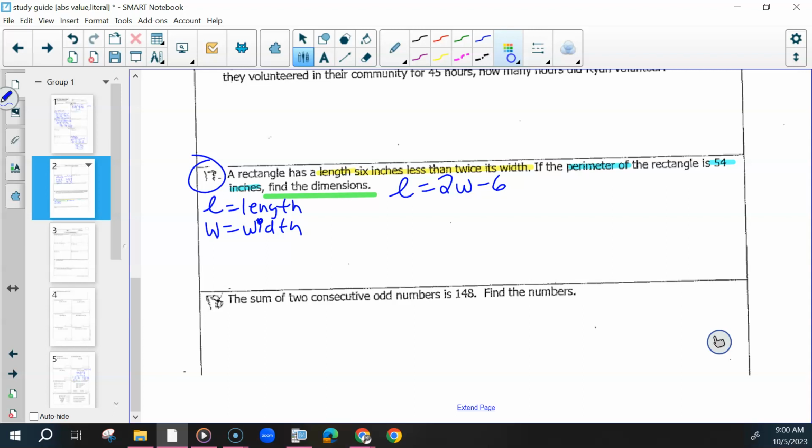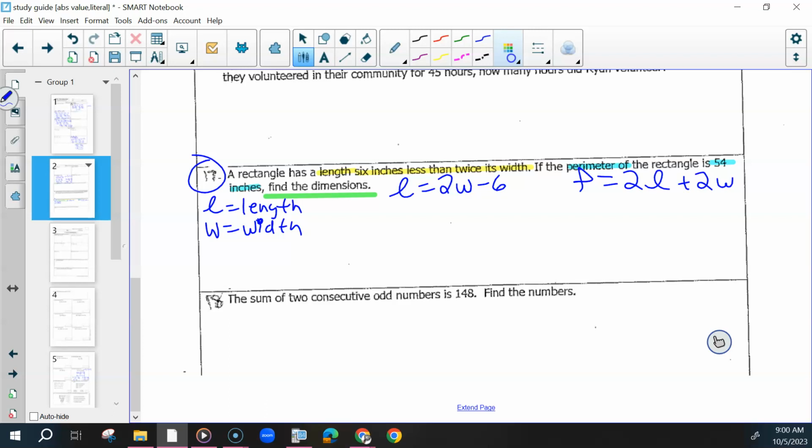We also need to know our perimeter equation. So P equals 2L plus 2W. If you forget that, you need to at least remember that perimeter is adding up all the sides. The rectangle has 4 sides. So you would take your length and add it again, and then your W and add it again.